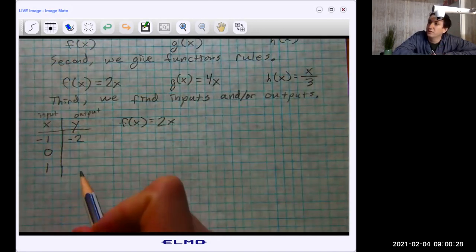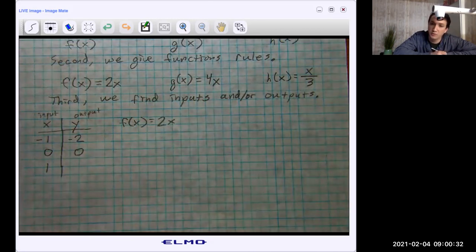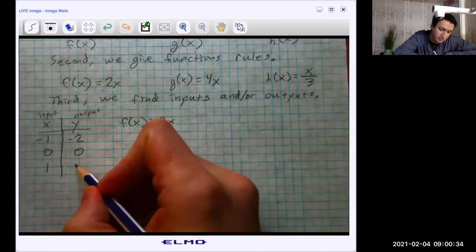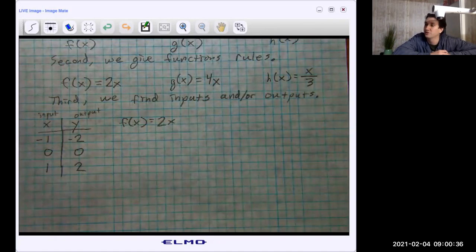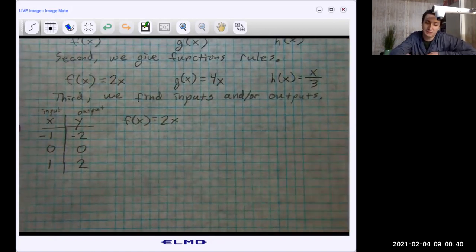If we plug in a 0, we get out a 0. If we plug in a 1, then we get out a 2. Okay, so I haven't told you your purpose. Our purpose today is to be able to recognize function notation, and be able to use it and solve with it.